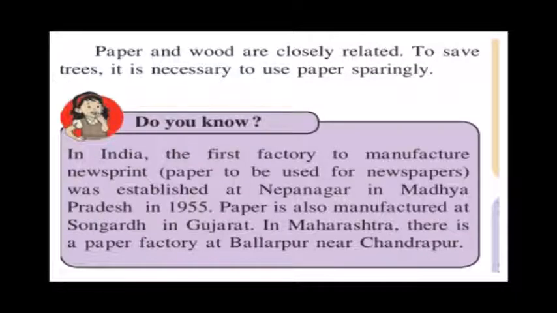Paper and wood are closely related. To save trees, it is necessary to use paper sparingly. In India, the first factory to manufacture newsprint, paper to be used for newspaper, was established at Nepanagar in Madhya Pradesh in 1955. Paper is also manufactured at Songad in Gujarat. In Maharashtra, there is a paper factory at Ballarpur near Chandrapur.